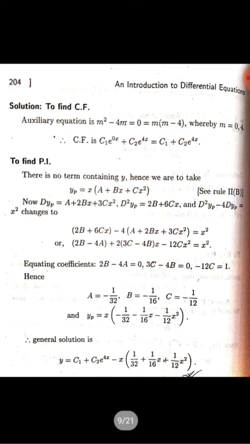Now in this video I have already discussed the exponential function, and now I have discussed the polynomial function. In the very next video I will discuss the trigonometric function and combinations of various functions. Okay.